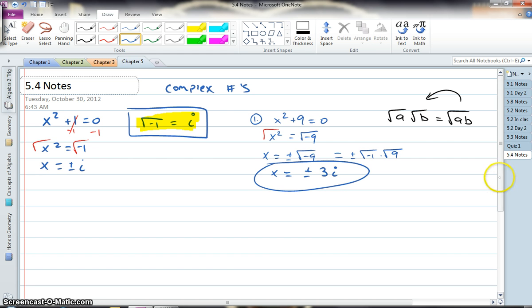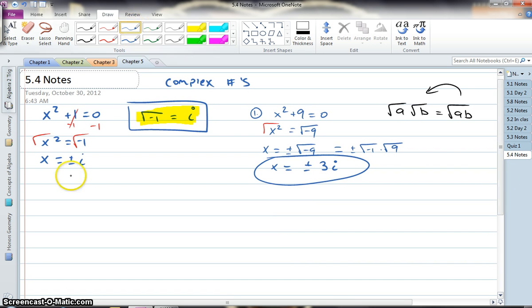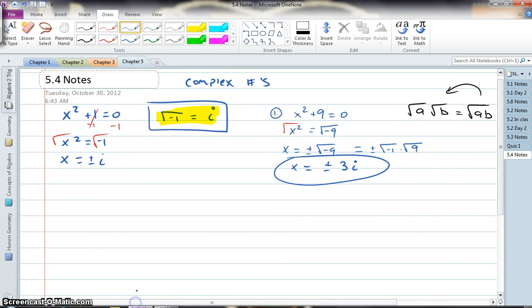All right, let's try another one. A little more complicated. So we have number 2. 3x squared plus 10 equals negative 26. So subtract 10 from both sides. 3x squared equals negative 36. Divide by 3. x squared is negative 12.